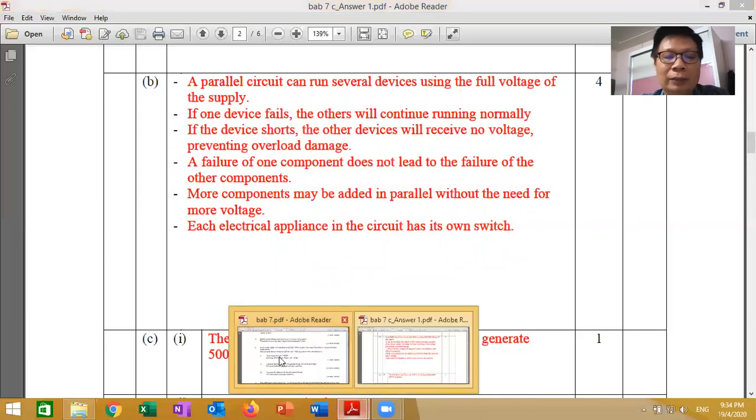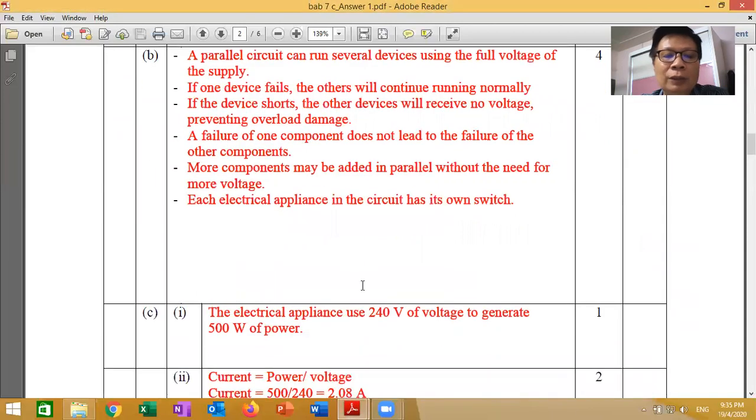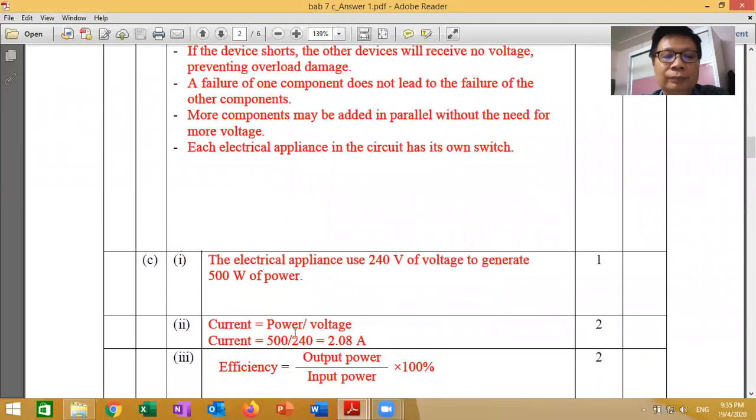Okay, the second question. Second part of the calculation: calculate the electric current. Find the current, very easy. When you have voltage and power and want to find the current, you can use the formula P equals VI. Current equals power divided by voltage. So power divided by voltage, you get this answer: 2.08 here. This is the current.